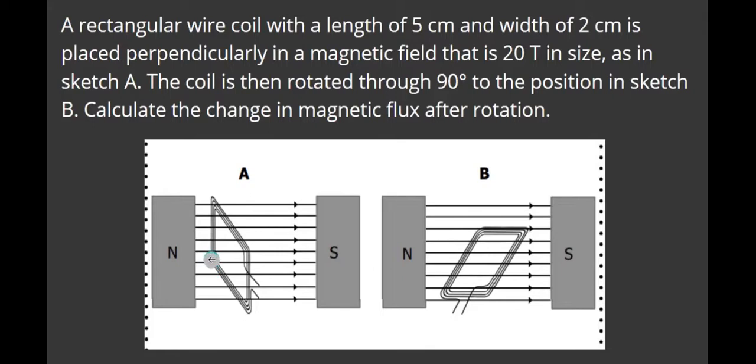So they are telling us that this wire here is initially placed perpendicularly, meaning the normal would be somewhere here. So you see the normal to this loop of wire. Look at it, this loop of wire.